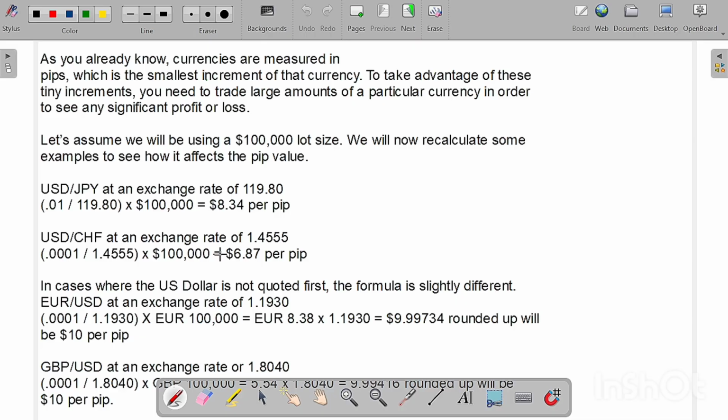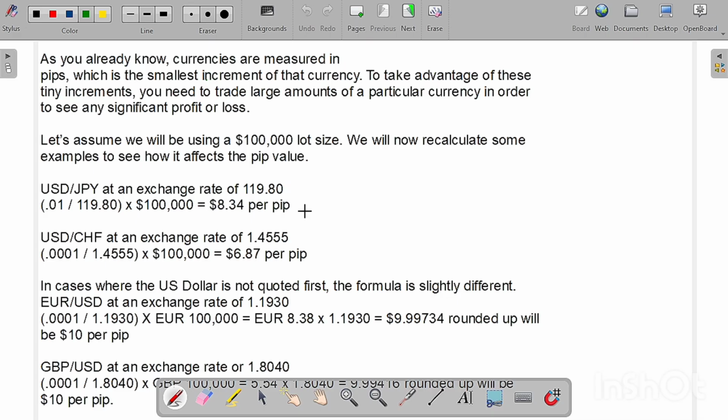And remember, this is something that you can do even on your own. You take any pair, whether it is USD JPY at today's current exchange rate, or you take USD CHF, and you'll be able to calculate. You take the 4 decimal places, you divide by the current exchange rate, then you multiply by the whole standard unit. See how much a pip is valued in terms of money for that particular pair.